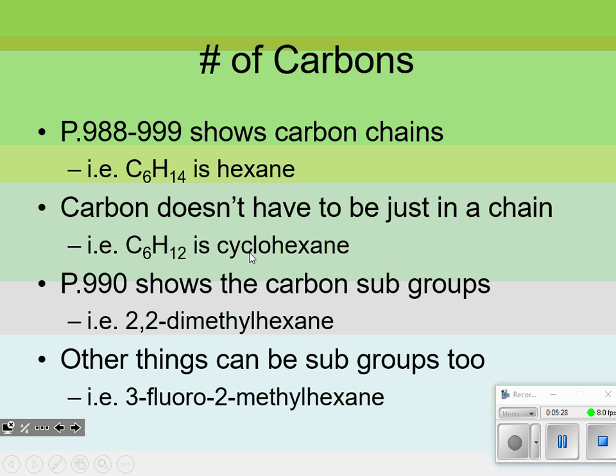When it's a cyclo, you are connecting the first and the last carbon, which means you have to lose 2 hydrogens because you have to make a bond between each C. That's why it's C6H12 instead of 14.